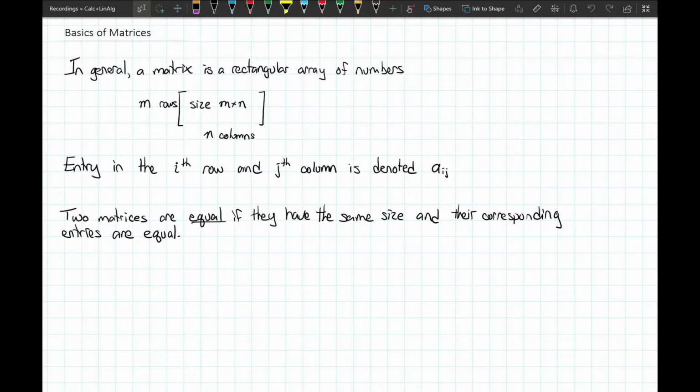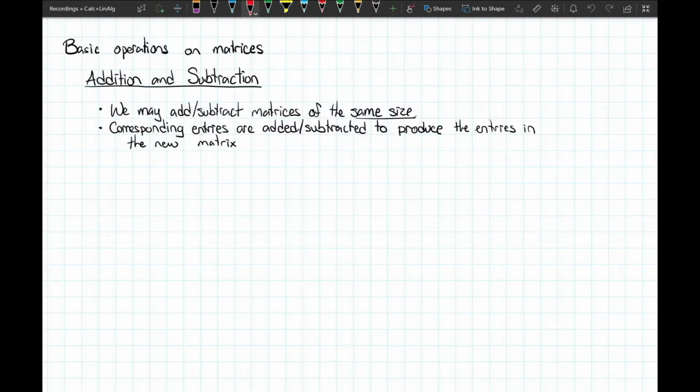Now, once we've got an idea of just a matrix in general, then we can start performing operations on multiple matrices by adding and subtracting them or multiplying them. So let's take a look at the easiest operation first, addition or subtraction. First of all, we can only add or subtract matrices that have the exact same dimensions. And then we can simply add or subtract the corresponding entries in the two matrices to produce the entries in the new matrix. So, for example, if I want to add these two matrices together, that would be allowed because they are both 2 by 3 matrices.